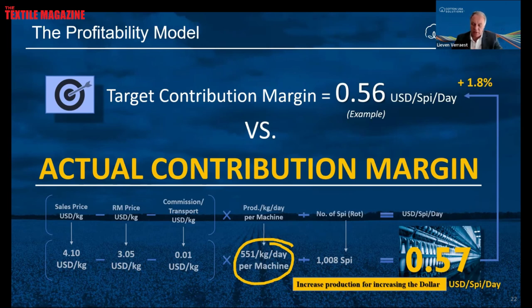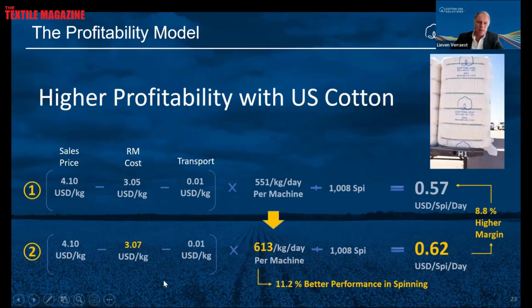It means in this one, we have here 57 cents per spindle per day. This means compared with the former slides where we had 56, you are more or less breaking even. This means, what can we do here to increase the profitability of this specific yarn? Imagine here we have exactly the same formula where you have this 56 cents, where we were more or less breaking even.